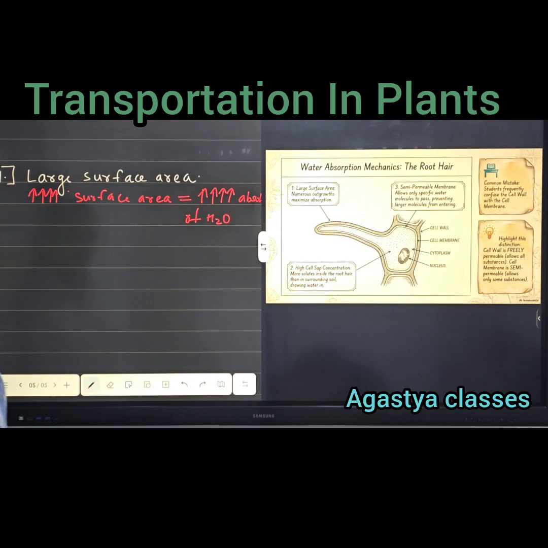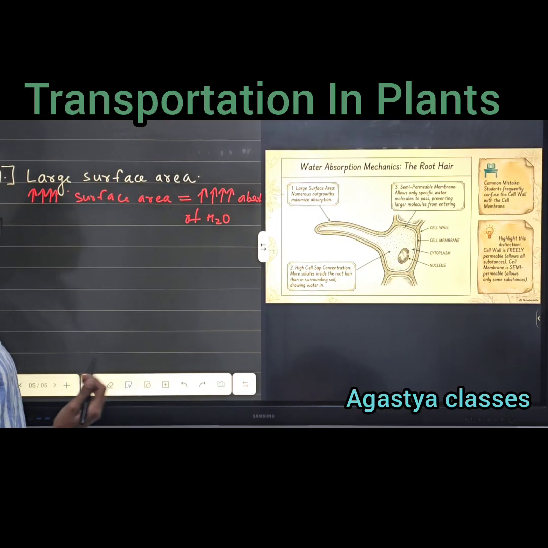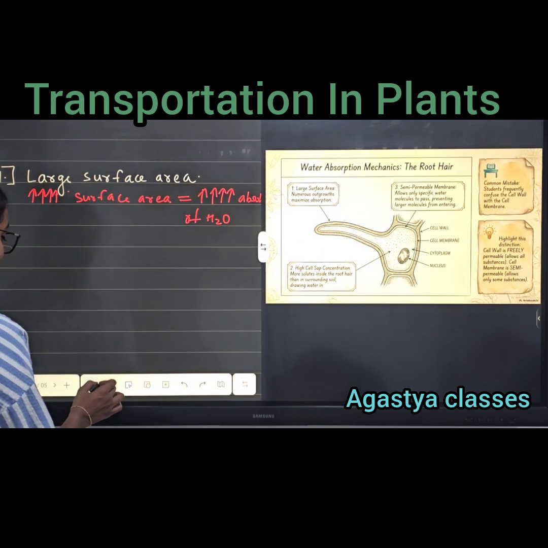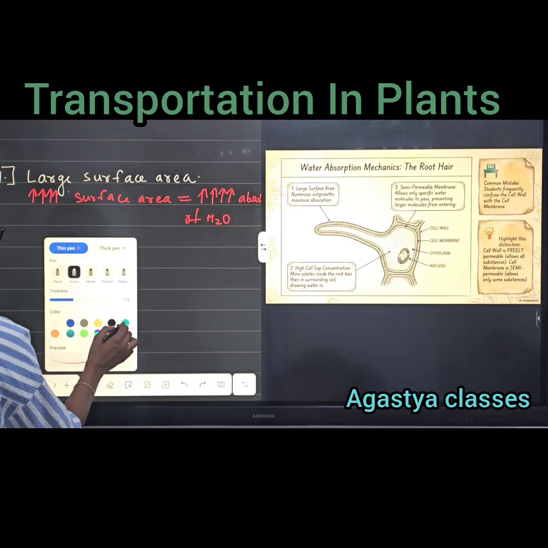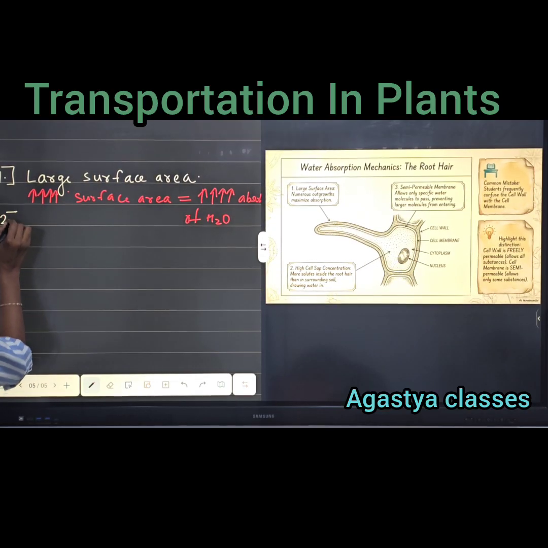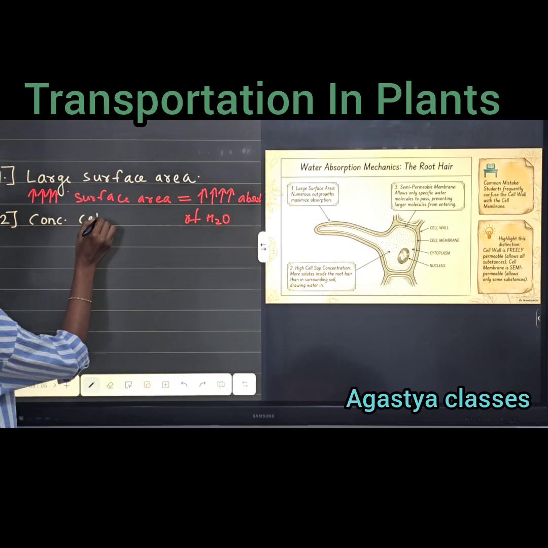The next important point about root hair which helps them to absorb maximum water is concentrated cell sap. What is cell sap? So the second important point about root hair is concentrated cell sap.